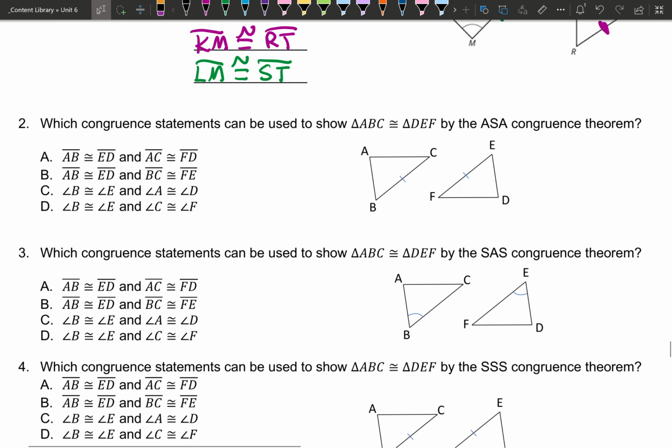Number two, which congruent statements can we use to show that these two triangles are congruent by angle side angle?